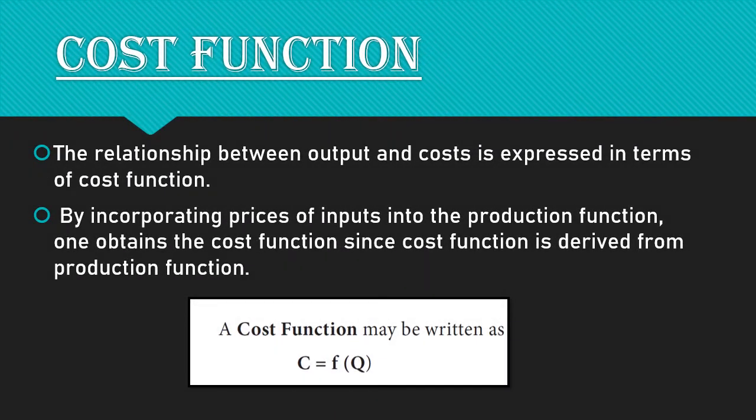The next term is cost function. Cost function is the relationship between output and cost. It just tells us how much cost is incurred to produce how much output. So basically we calculate the relationship between these two. That relationship is known as cost function.